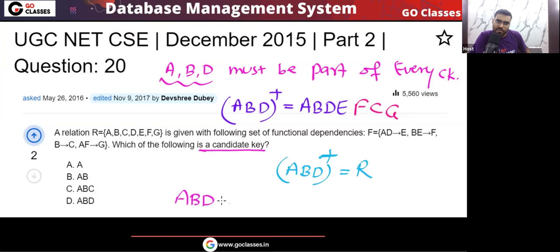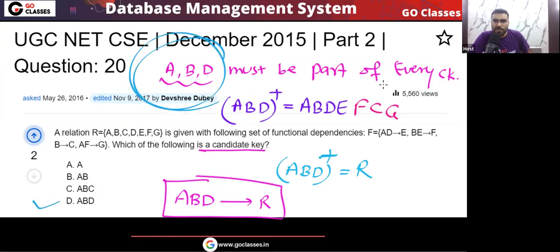This means ABD can determine R. So very simple point, this is the only candidate key. Remember, ABD must be part of every candidate key, and they are enough. ABD can determine all the attributes. So I can say this is the unique candidate key. So the answer will be option D.